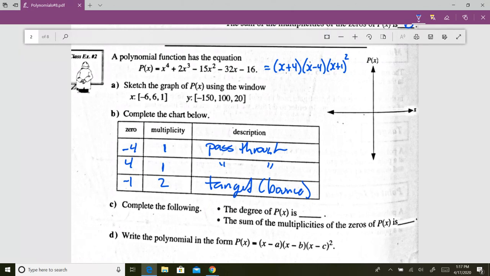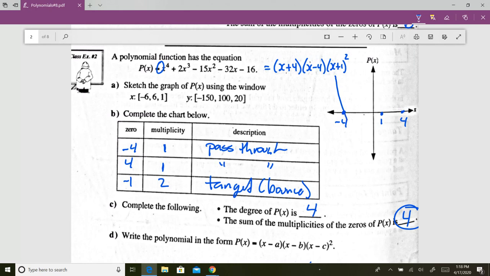Okay, what is the degree of this polynomial? 1 plus 1 plus 2 is 4. The sum of the multiplicities is 4. So we mark our zeros: -4, -1, positive 4. We have an even degree, 4, and the leading coefficient is positive. So both arms are up.